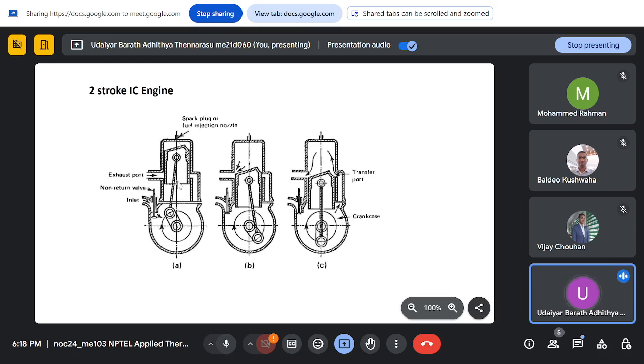The working stroke and the compression stroke are combined, and the inlet coming in and the exhaust going out are also combined. So those four processes are combined into two in a two-stroke engine. In this case you have continuous power generation in each revolution. In a four-stroke engine, two revolutions provided one working stroke, but in two-stroke engines each revolution provides a working stroke.